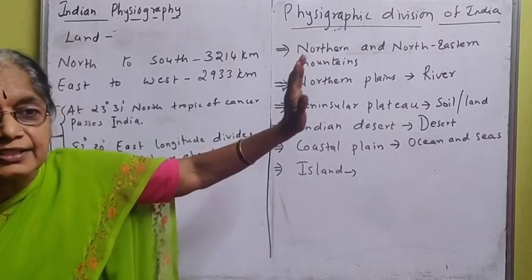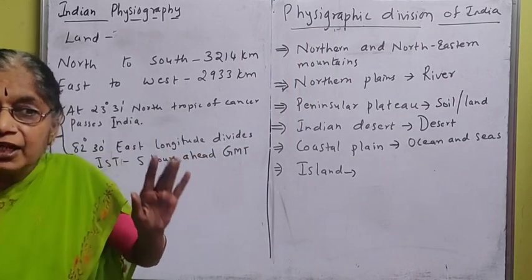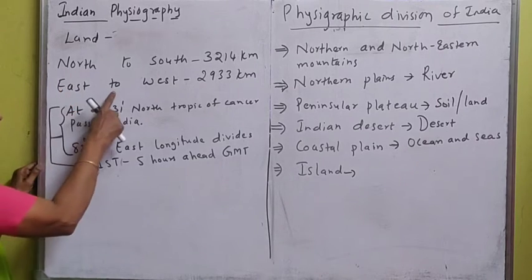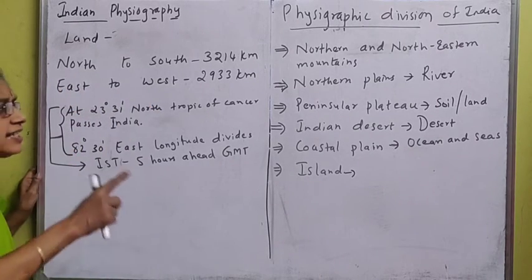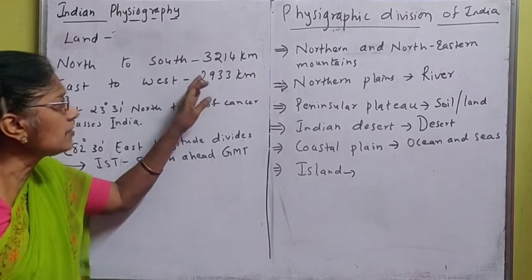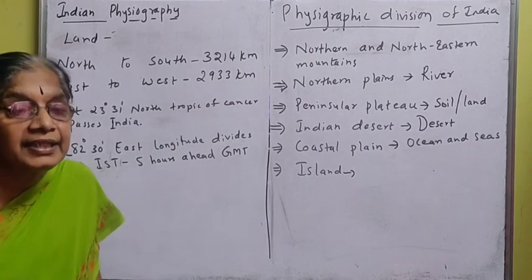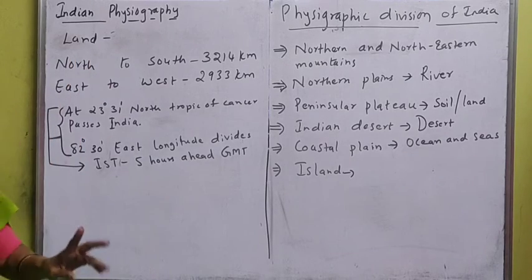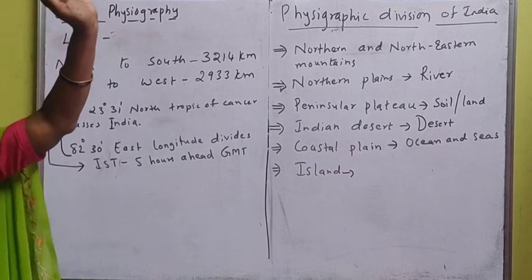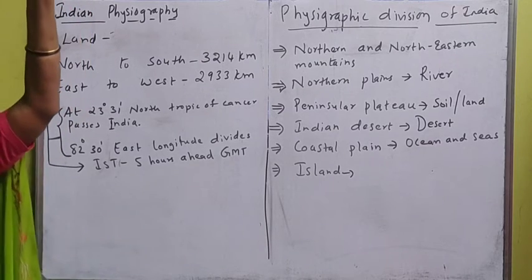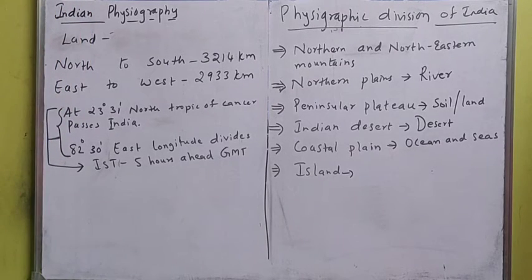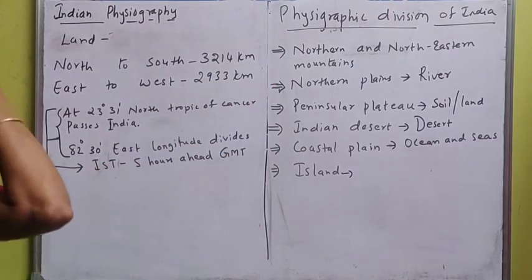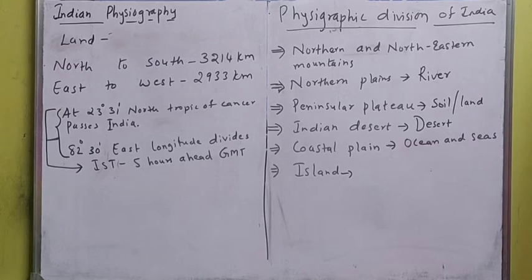It is said that from Jammu and Kashmir to Kanyakumari, the land measurement is 3,214 kilometers. From Nagaland to Gujarat, the land stretch is 2,933 kilometers. That is the land extension of India, north to south, Jammu and Kashmir to Kanyakumari, then Nagaland to Gujarat, that is east to west.